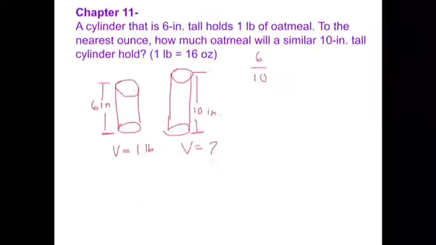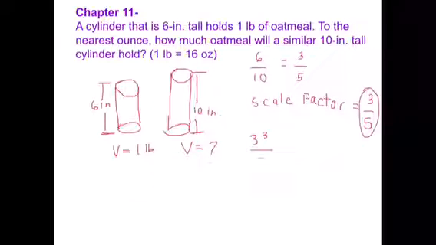I'm going to start by finding my scale factor so I can see that the ratio of the heights of the two cylinders are 6 over 10, so that simplifies to 3 over 5. Next, I'm going to find the ratio of their volumes. So I'm going to cube 3 over 5, and that comes out to 27 over 125.